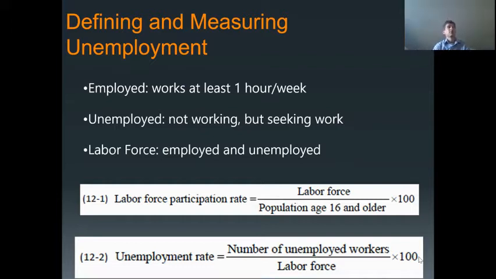So a lot of times you'll see people criticize the unemployment rate, which is the number of unemployed workers divided by the labor force multiplied by 100, because it doesn't give a full picture, because it doesn't talk about how many people left the labor force altogether. So the labor force participation rate is also important to take into consideration when you're looking at this stuff, and that is the amount of people in the labor force, so the employed and the unemployed, divided by the entire population age 16 and older.